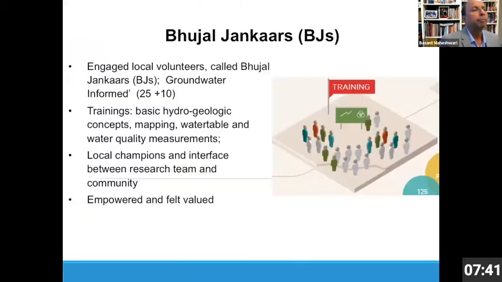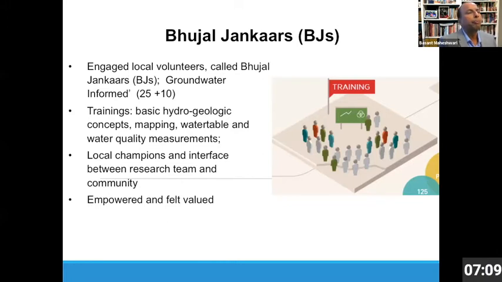Next one, please. So these Bhujal Jankars, we had engaged these local volunteers. So 25 in Rajasthan, 10 in Gujarat, and they went through all the hydrogeologic concepts, mapping, water table measuring, and water quality measuring, and so on. And they became eventually local champions and interface between the research team and the community. And at the end, they felt very empowered and valued. These are the people who had only primary education.